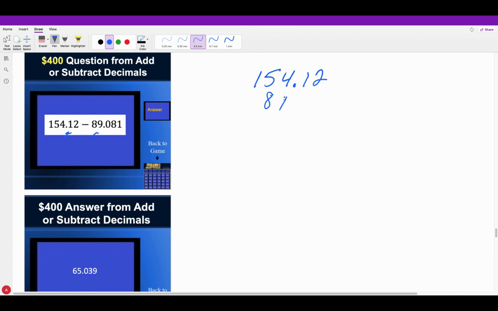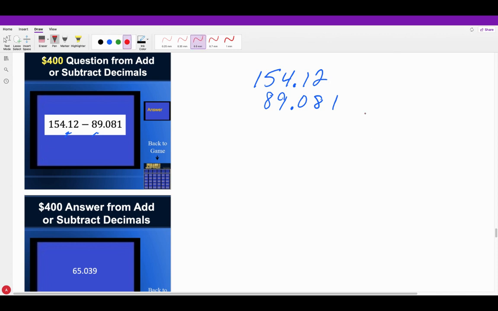So 89 needs to be written under our tens and our ones. And then our tenths and our hundredths need to match up as well. So I can write it like this. So a lot of you will want to move this all the way over to the right and have them lined up on the right. But you only do that when you're multiplying. When you are adding, subtracting, you need to have your place values lined up properly.